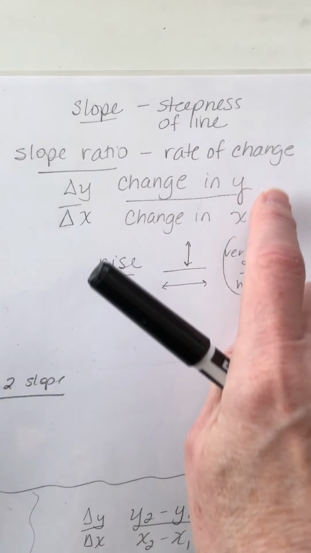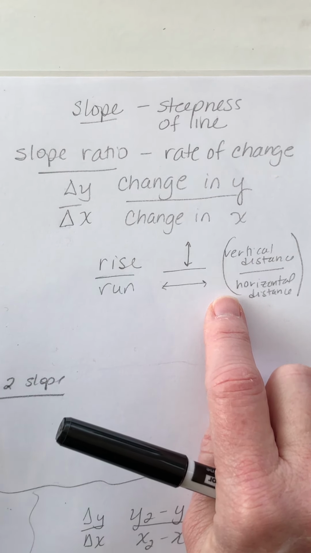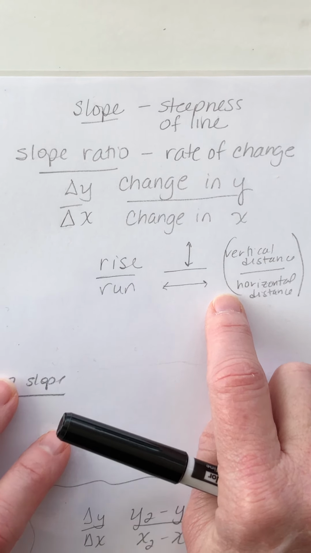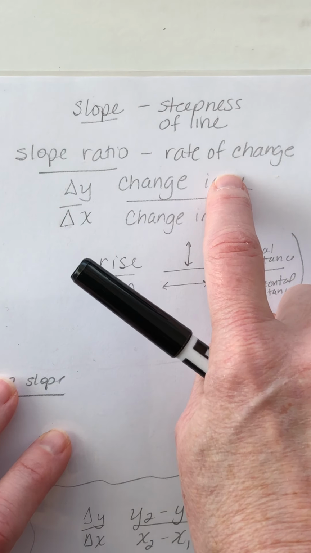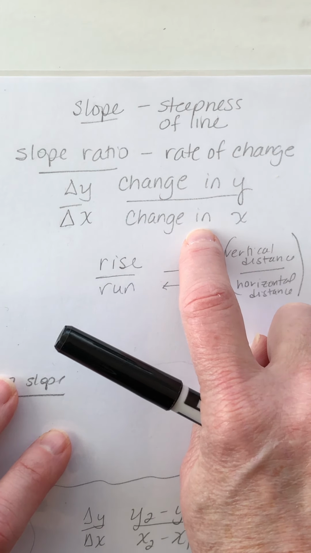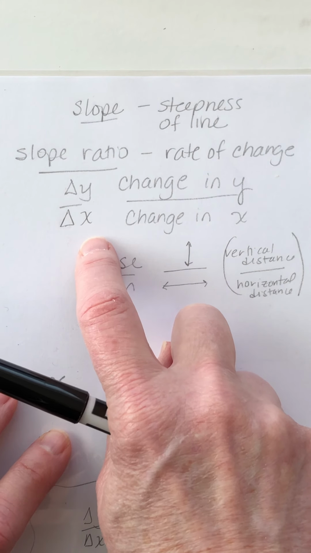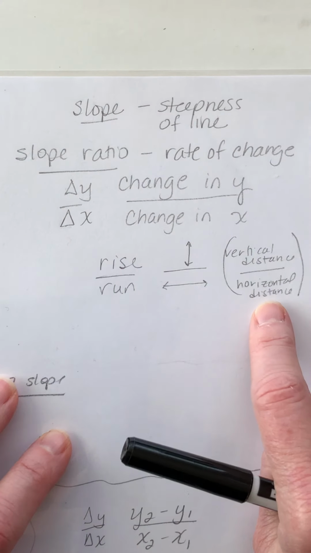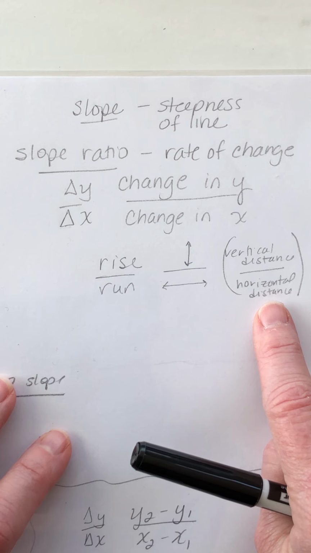So any one of these things that I'm talking about here, you can use that notation and you can speak in that language, and you're talking about the same thing. Slope, ratio, change in y, change in x, rate of change, delta y divided by delta x, rise over run. All of those ideas are really talking about slope. How steep is my line?